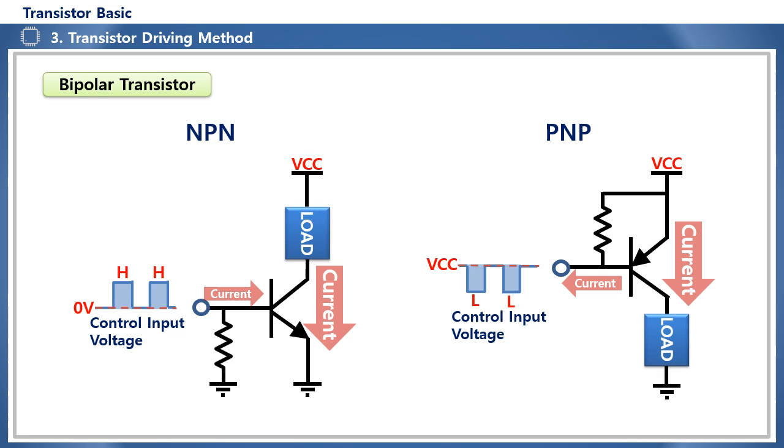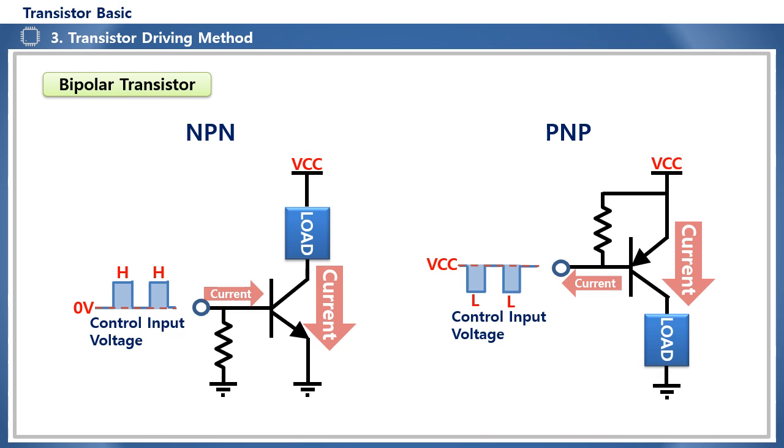In other words, since the arrow in the NPN points from the base to the emitter, when the base current is input in the direction of the arrow, the channel current also flows from the collector to the emitter in the direction of the arrow. Since the arrow in the PNP points from the emitter to the base, when the current flows out of the base in the direction of the arrow, the channel current also flows from the emitter to the collector in the direction of the arrow.